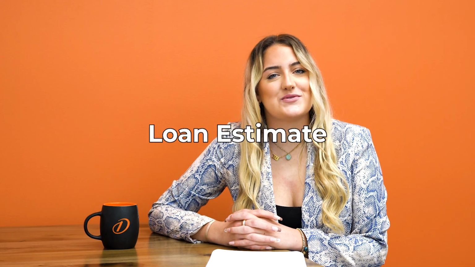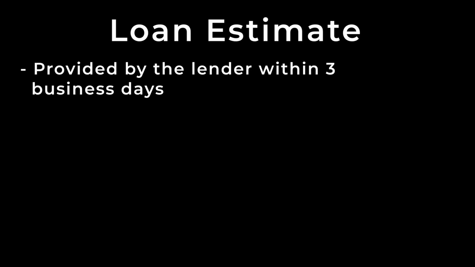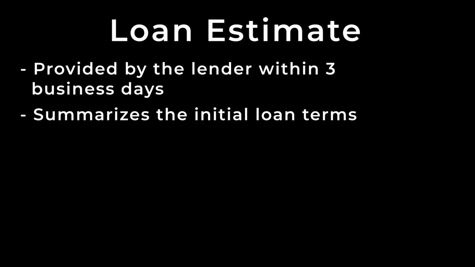Up first, we have the loan estimate, also called the LE. This government-required document will be provided by the lender within 3 business days. This 3-page document essentially summarizes the initial loan terms. Now we're going to go through each page of this document and what you will see.